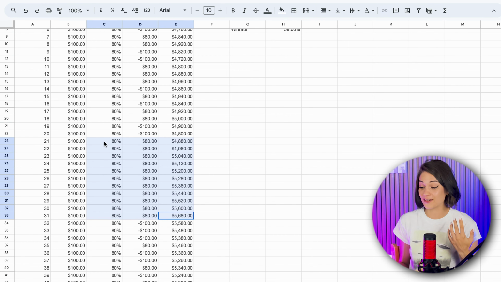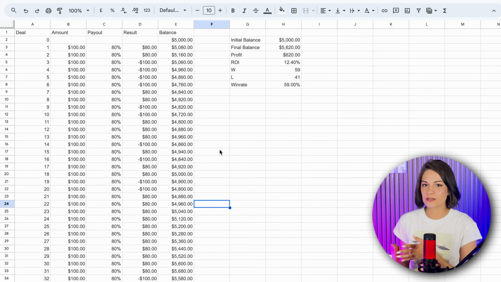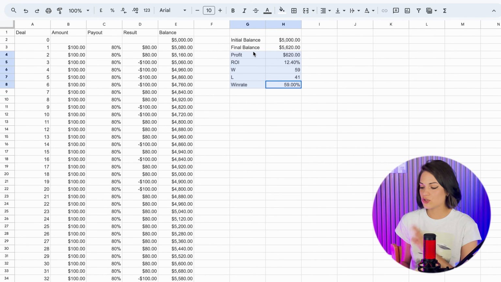weak trend, like coming from the flat market and the trend is just being born, and this indicator is gonna work perfect. So for example, right here we have 10 deals in a row closed in black, so it can give you good results. You just need to filter out the strong trend. But in general, 59% of win rate, not that bad, not that good, it's okay.